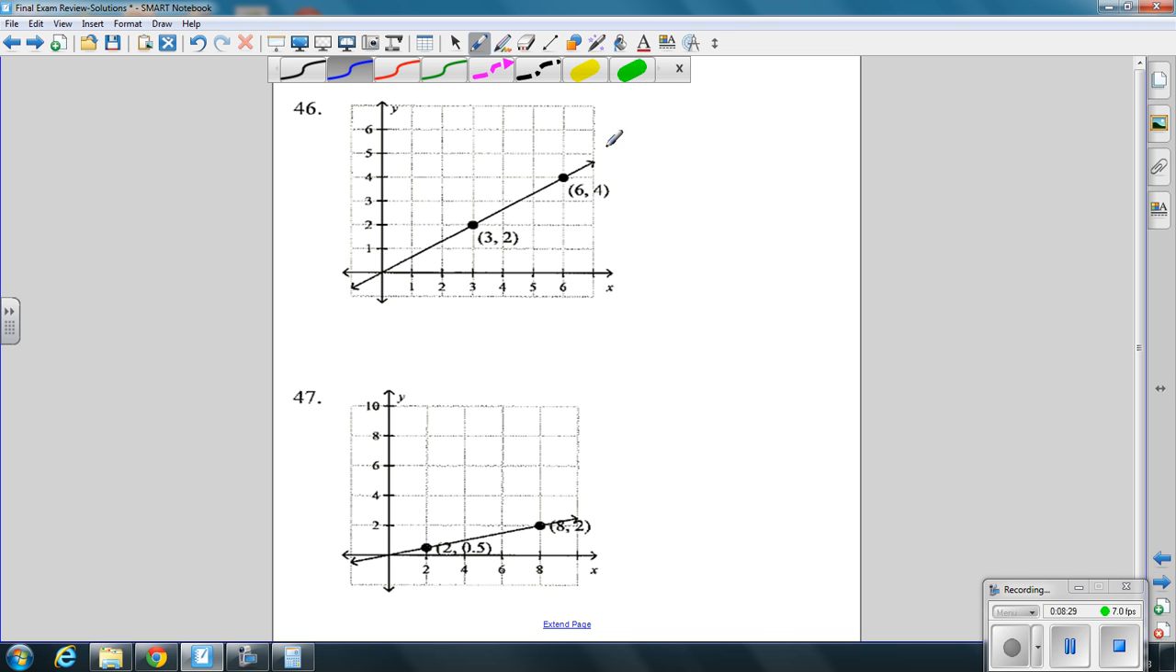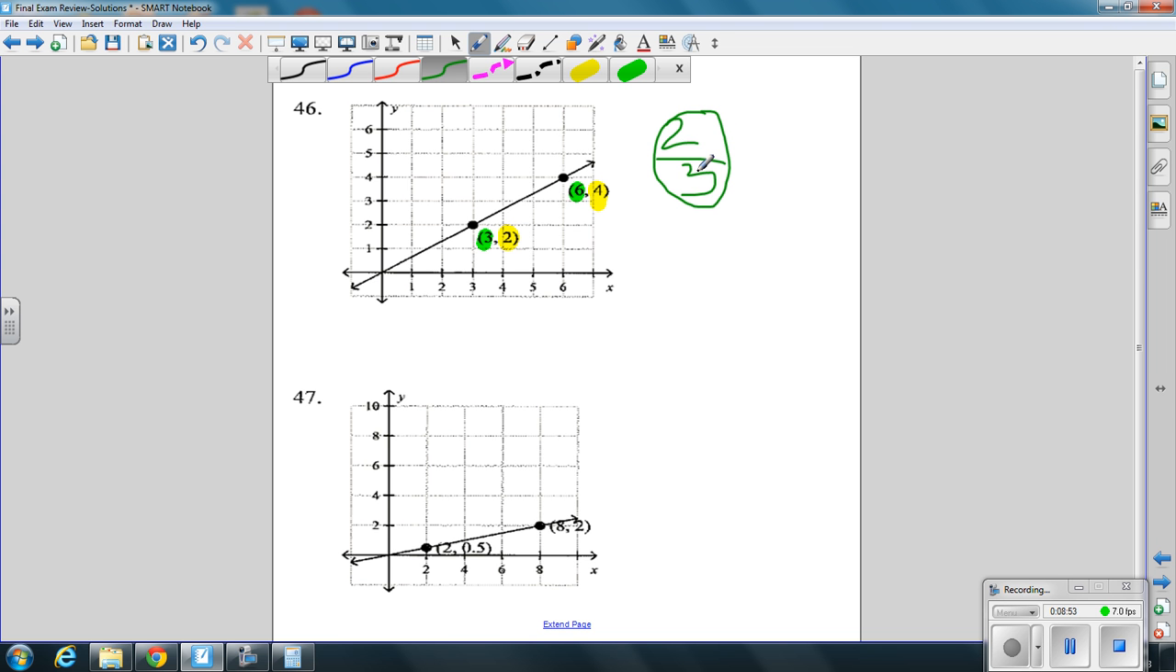Number 26 on top, we're going to find the change in y. So 4 minus 2 is 2. And the change in x, 6 minus 3 is 3. So my slope is 2 to 3. Every time I go up 2 units, I go right 3 units.